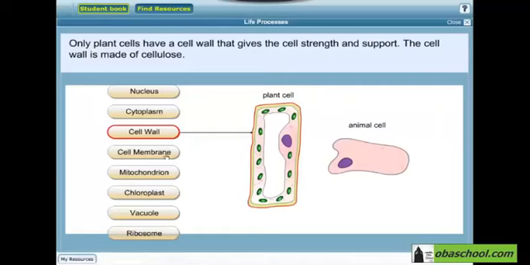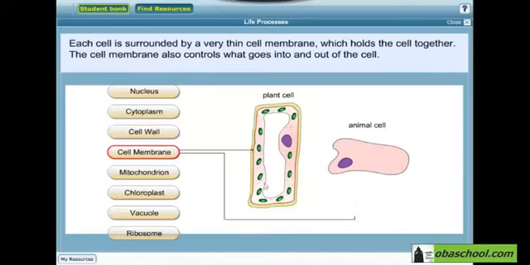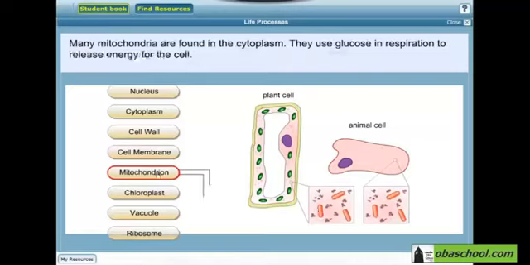The cell membrane is found in both plant and animal cells. It protects these cells and it is semi-permeable. It has small pores on it, which sometimes allow chemicals to leave the cell and sometimes allow chemicals to enter the cell. We also have the mitochondrion, which is another common organelle between plant cells and animal cells. The mitochondrion is responsible for giving the cell its energy through the process known as cellular respiration.